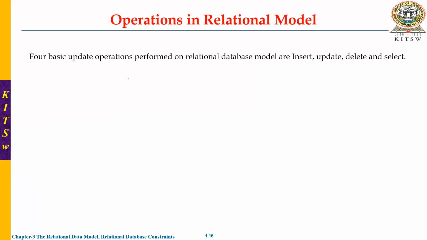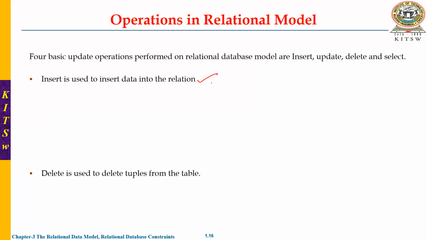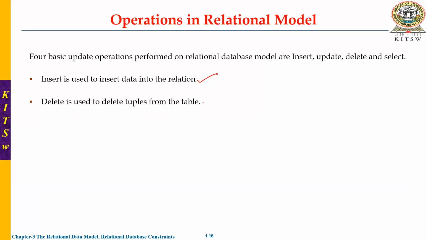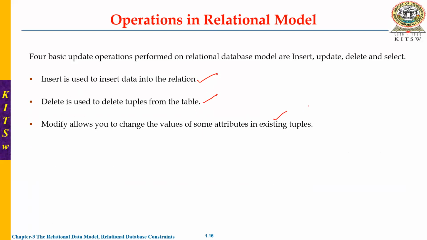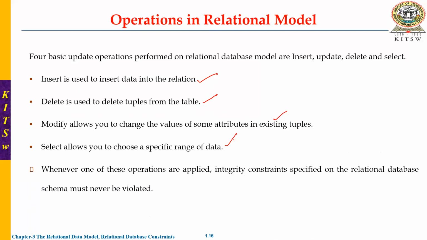Operations in the relational model. Four basic operations can be performed on the relational database model, that is insert, update, delete, and select. Insert we already discussed in the laboratory session. Insert is used to insert values into the relation. Delete is used to remove tuples from the table. And modify or alter, you can update the values of an existing relation. Different tuples you can update. And select, you can retrieve the values from the relation.